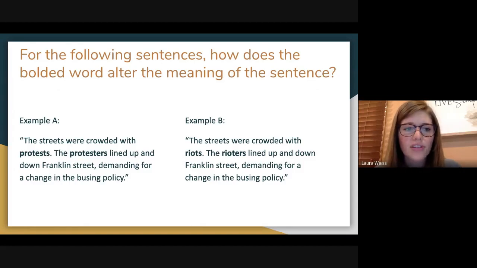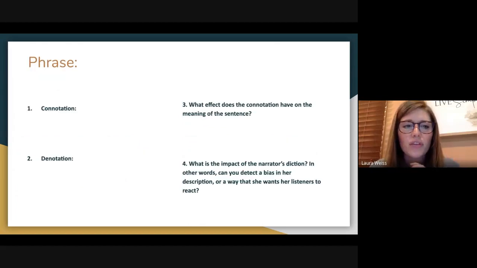Which sentence makes Franklin Street sound like it's under control and things are okay? Example A or example B? Yeah, example A. Good. So we'll just move on here then.